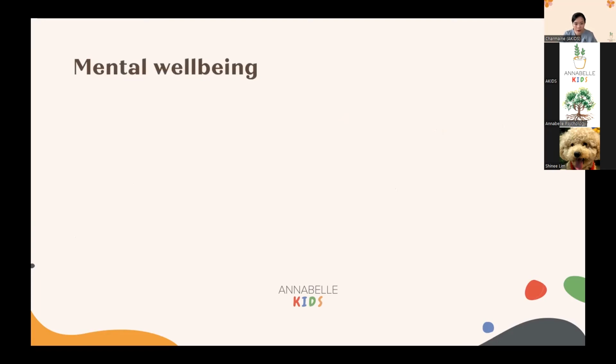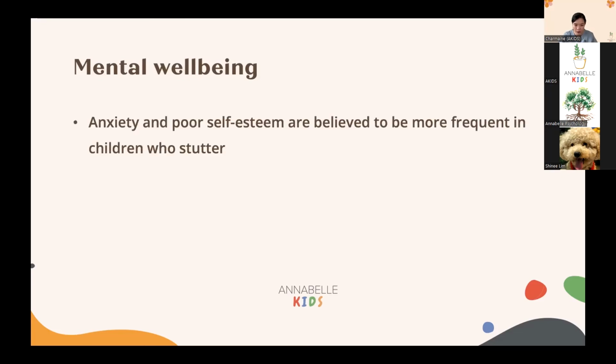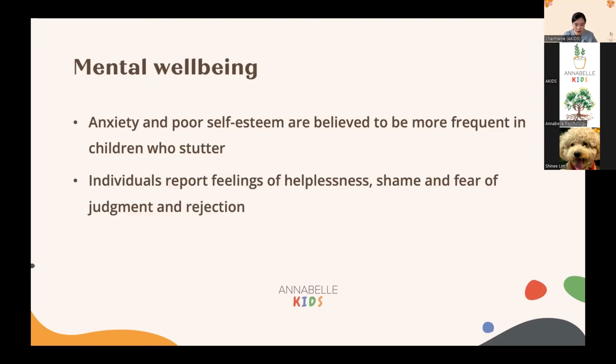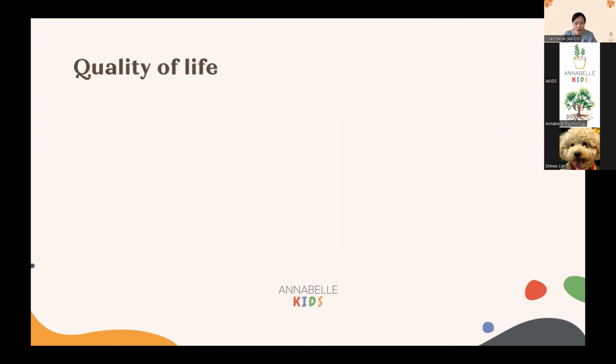Okay, and because of all these negative feelings that they have about themselves, a lot of them report that their mental well-being is very affected. Most commonly, they report anxiety and poor self-esteem. It's more frequent in children who stutter. And individuals also report a lot of negative feelings of helplessness, shame, and fear of judgment and reaction. And this actually might result in avoidance to hide their stuttering. So this might mean avoidance of people, might mean avoidance of relationships, it might mean avoidance of situations, opportunities. So that will actually lead to reduced quality of life.